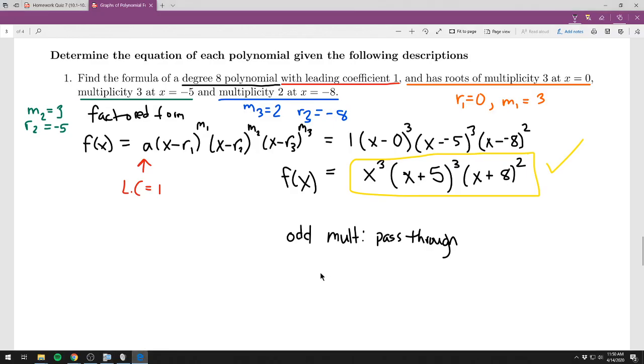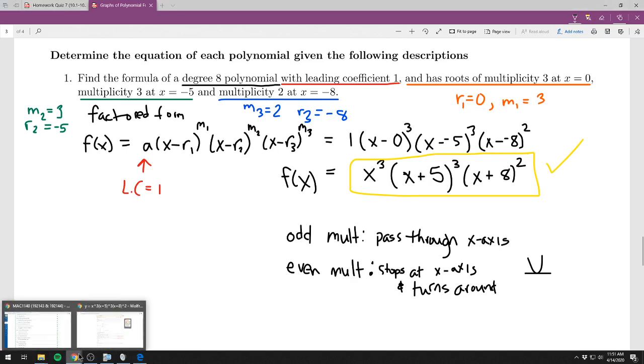Now the thing about even multiplicity is it just stops and turns around. The reason for this is it's a lot like y equals x squared. That vertex just stops and then shoots back the way it came from. So it passes through the x-axis.